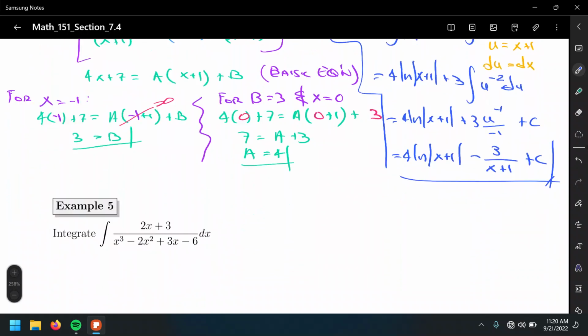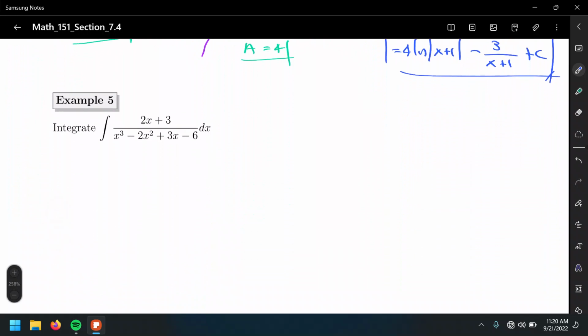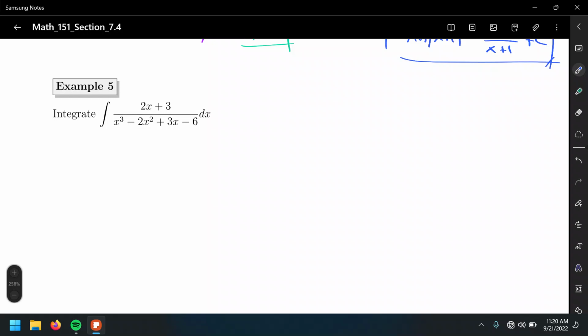All right, so what about the next one? Well, we have the integral of 2x plus 3 divided by this madness x cubed minus 2x squared plus 3x minus 6. Number 1, do we need polynomial long division? In other words, do we have an improper fraction?